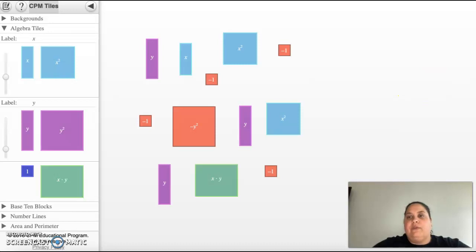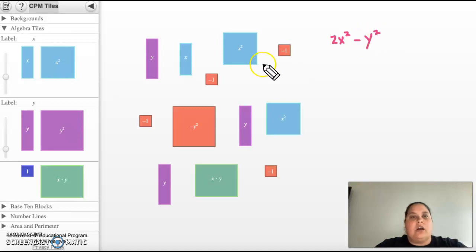Okay, if we write out our expression, let's start with our x's. We have 2x squared, and they're both blue, which means they're both positive. So I'm going to have a 2x squared. Then I'm going to move over to my y squared. I only have one of those, and that's negative. So I'm going to have a minus y squared.